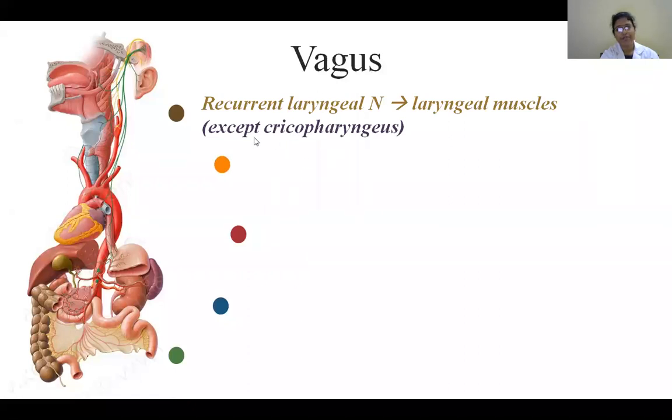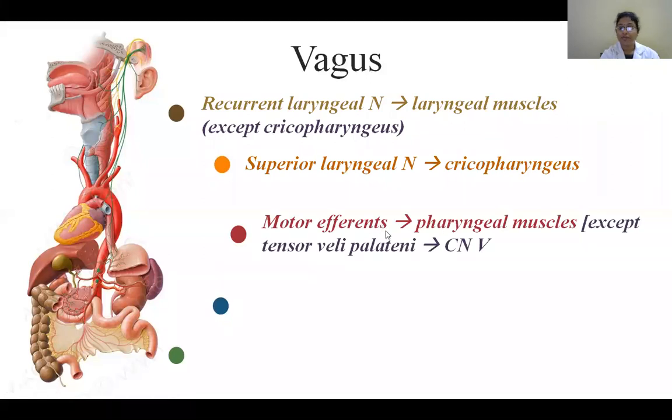So it has got different branches, that is recurrent laryngeal nerve, which supplies all laryngeal muscles except cricothyroid. And this cricothyroid is supplied by superior laryngeal nerve, which itself is a branch of vagus. So now the motor efferents of vagus go to all pharyngeal muscles except tensor veli palatini, which is supplied by the fifth cranial nerve.